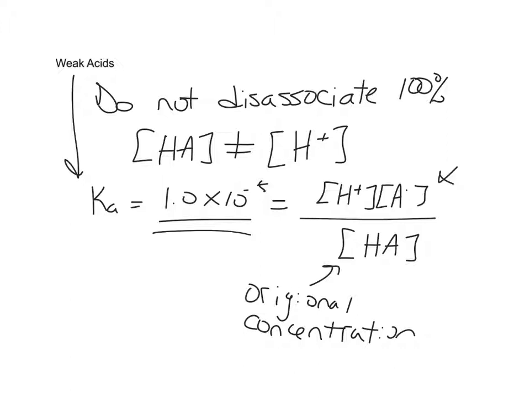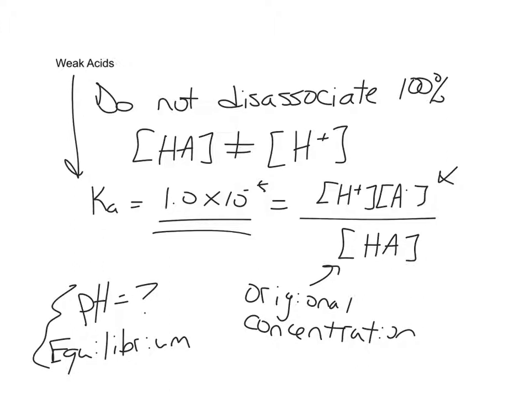Now, all is not lost. We can still figure out the pH of a solution that is a weak acid. We just have to do a little equilibrium calculation with it. So these next things that I'm going to show you have both equilibrium ICE tables and pH associated with it.